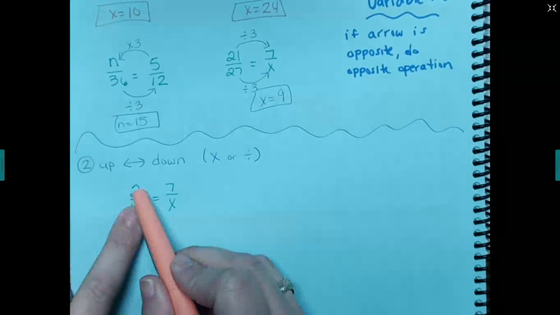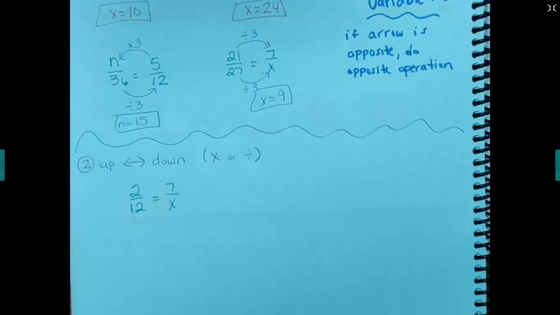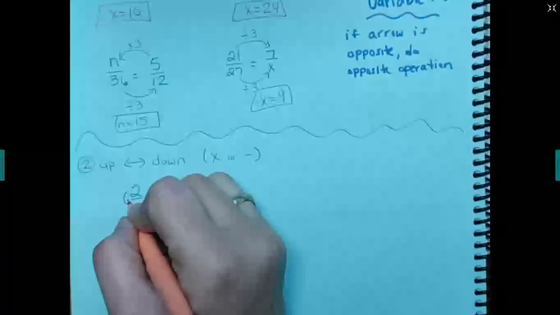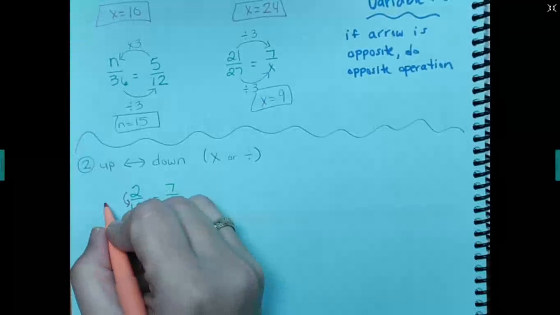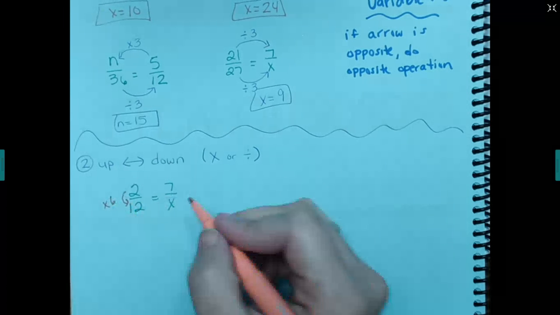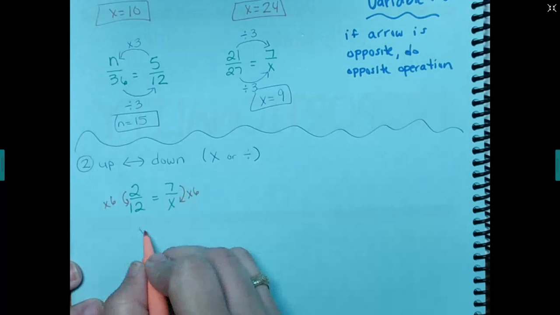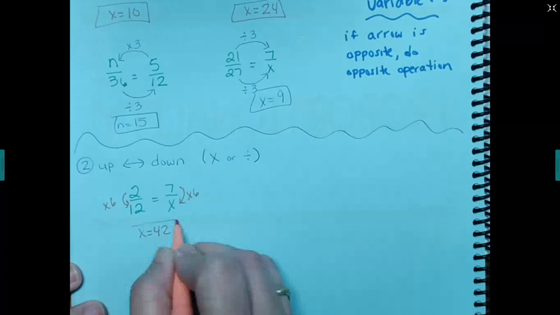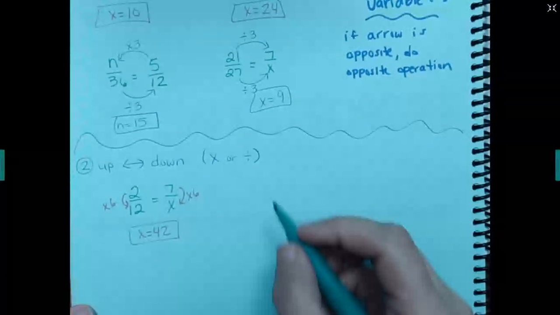So I can't get from 2 to 7 like I have been doing, but I can get from 2 to 12. So there's a shortcut this way. How do you get from 2 to 12? Times 6. Good, thank you, Gavin. On the other side, it's going the same direction, so I'm also timesing 6. So x is 42. So it's the same thing. I just can't go across, so I'm going up and down.